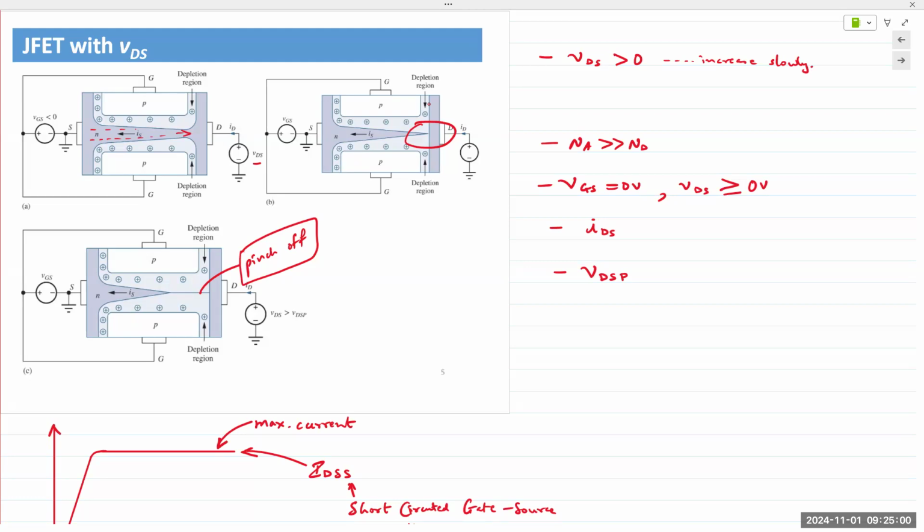All right, let's take a pause. Think over that. Let me know if you have any questions. And again, it's two different effects. First one, VDS is 0. Second one, VGS is equal to 0.